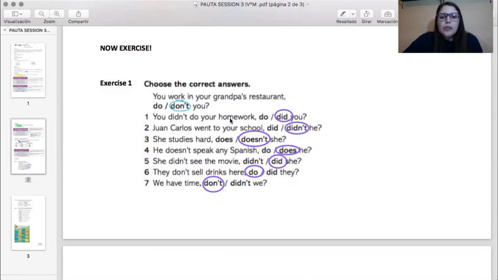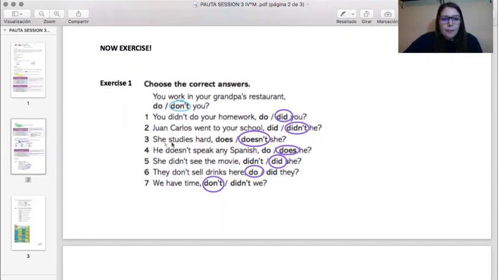Number 1, you didn't do your homework, did you? I have the negative didn't, so I use the positive did. Juan Carlos went to school, didn't he? Here I have my verb in the past tense of go. So I have my positive, I use my negative in the past, didn't. Aquí tengo el verbo, ¿cierto? El pasado simple del verbo go y está en afirmativo, por lo tanto utilizo el negativo del pasado, didn't. Y reemplazo Juan Carlos por he.